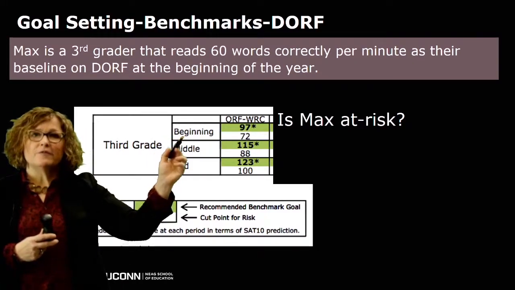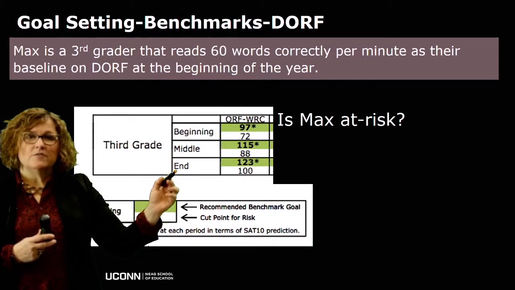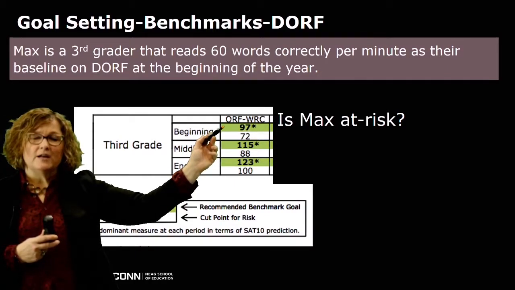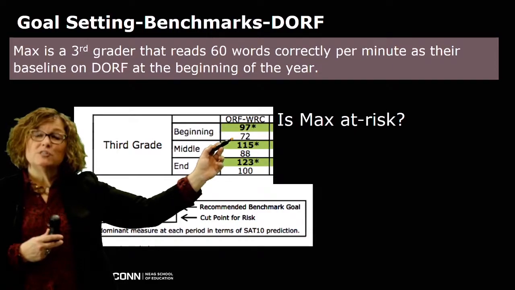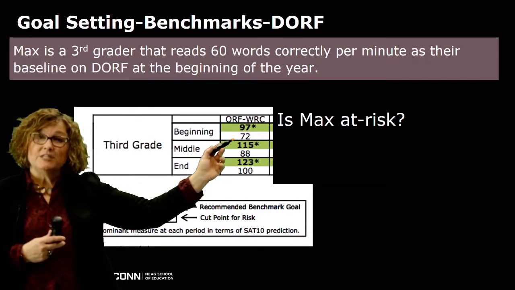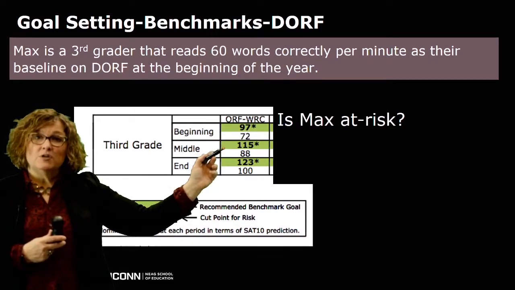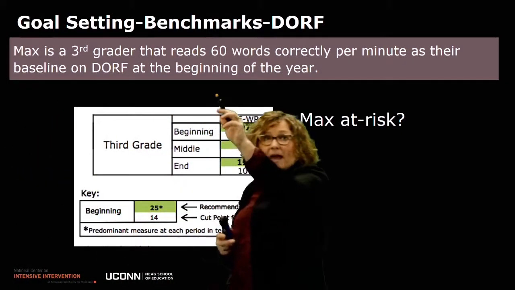So if we look up here for 3rd grade, the beginning of the year, the middle of the year, the end of the year. At the beginning of the year, students typically in 3rd grade are scoring 97 on oral reading fluency. The cut point for risk would be 72. If students are lower than 72, they might be at risk. At middle of year, it scoots up to 115 and then 123 at the end of the year. So let's think back to Max.